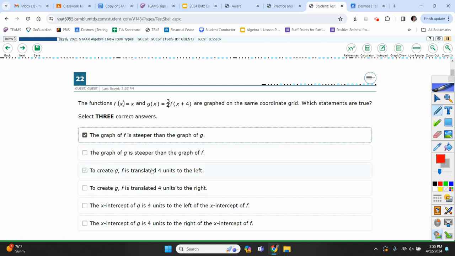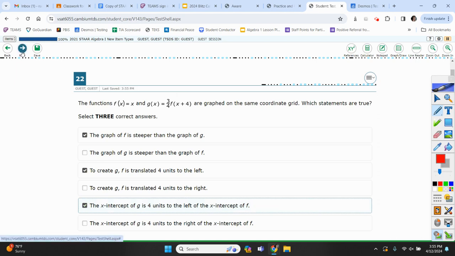And then it's being translated either 4 units left or 4 units to the right. Remember, it's always the opposite. Because this is 4, that means we had to plug in a -4. So it's 4 units to the left. And then this one's even asking about the x-intercept. If it was moved 4 units to the left, that means the x-intercept is going to be 4 units to the left. But again, use Desmos to help you out with that one.